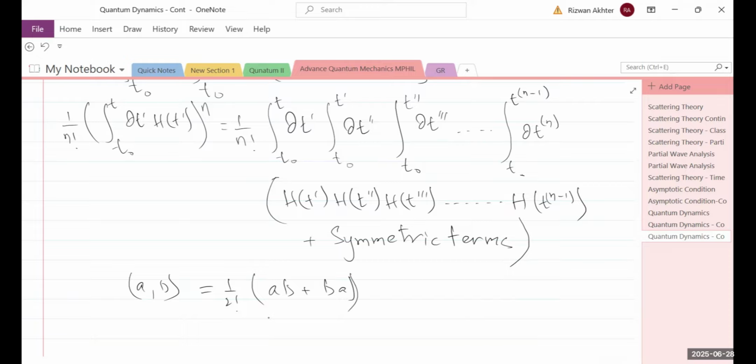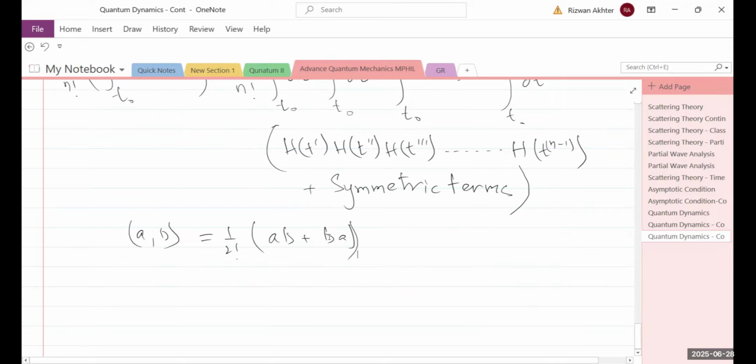So that is what we meant by this symmetric term. So not just this arrangement, but all those arrangements of this h of t.